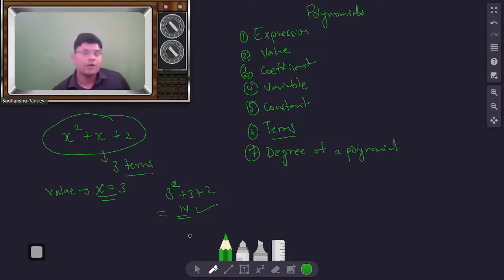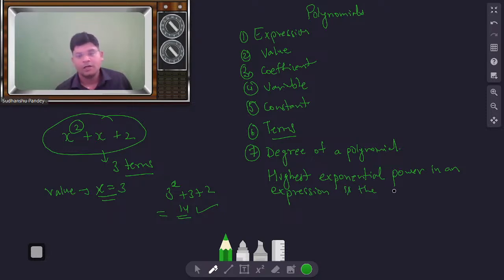Now what is the highest exponential power in this particular expression? X square. If I am talking about exponential power, it is 2. So we can say, and please write it down: the highest exponential power in an expression is the degree of the polynomial.